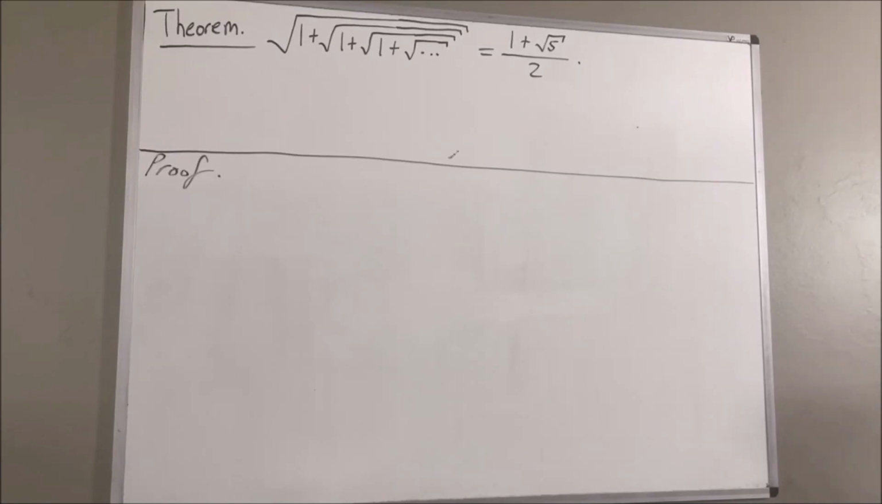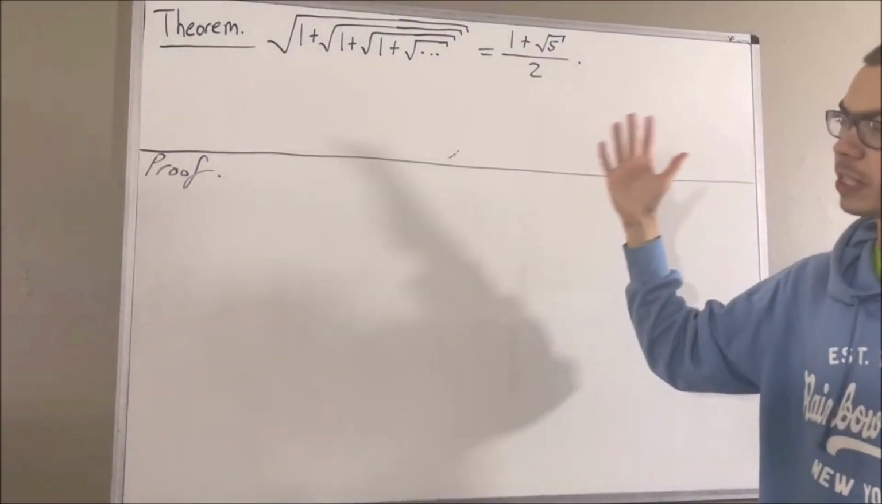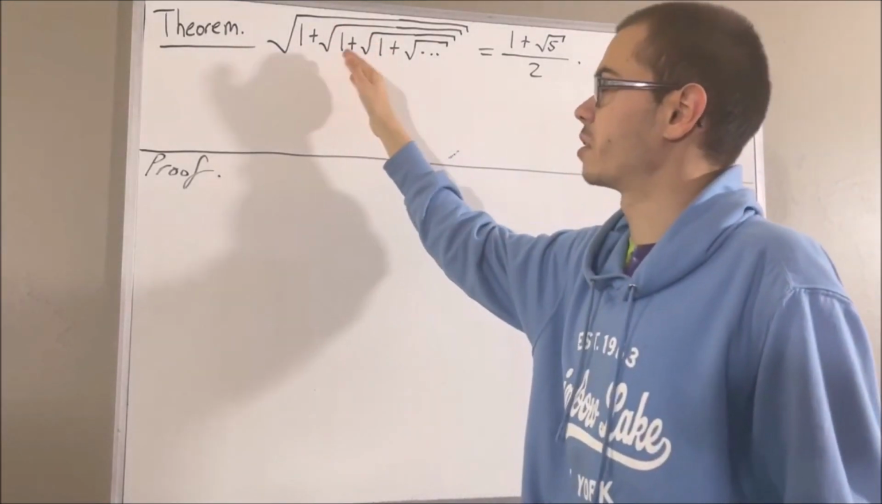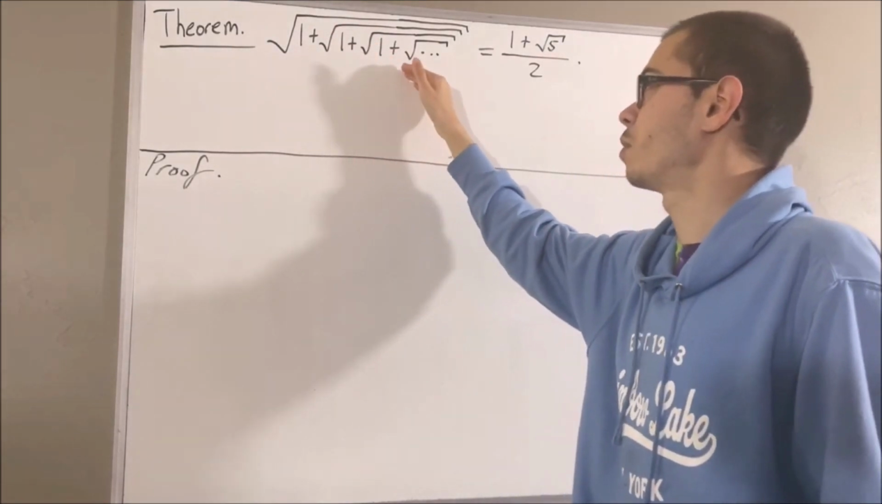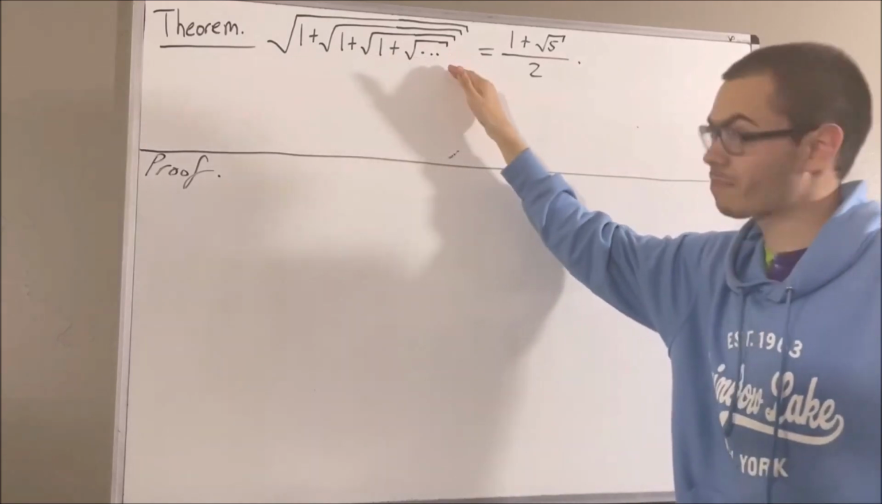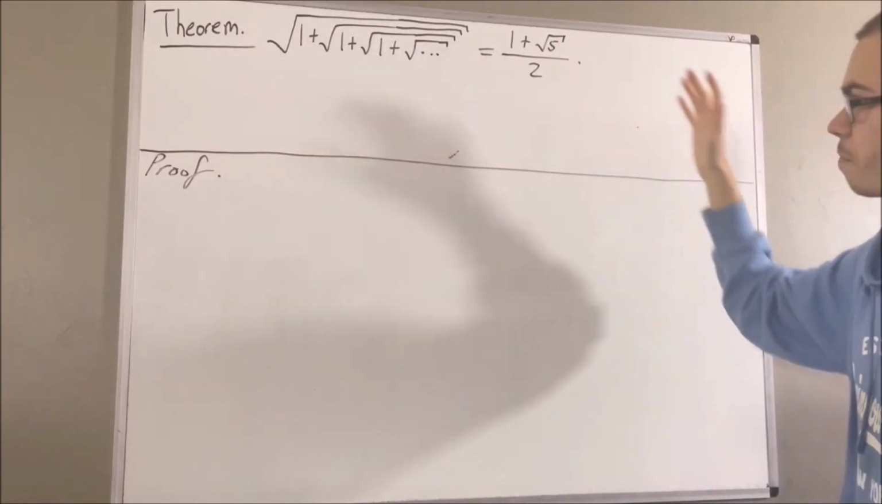Hello! In this video, we are going to prove the following theorem. The square root of 1 plus the square root of 1 plus the square root of 1 plus the square root of ... is equal to the golden ratio.